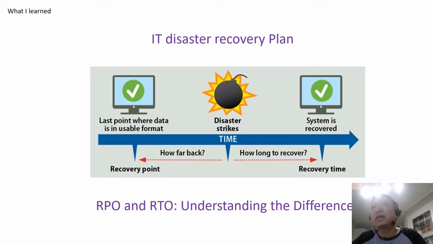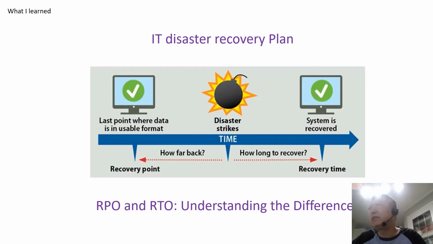I would like to start talking about the technology of IT disaster recovery. First, I learned what an IT disaster recovery plan is. An IT disaster recovery plan is a document that explains the policy, step-by-step procedure, and responsibility to recover organizational IT systems and data, and get IT operations back up and running when a disaster happens.